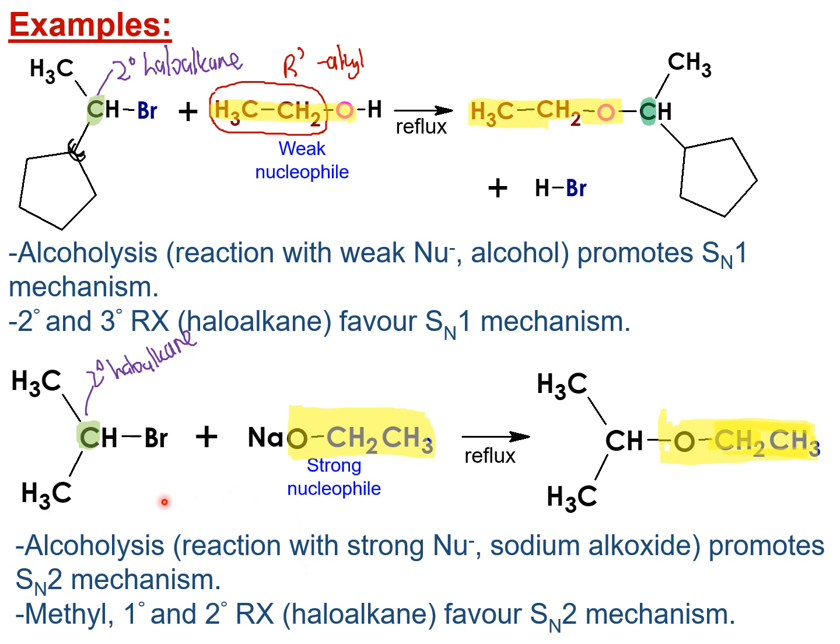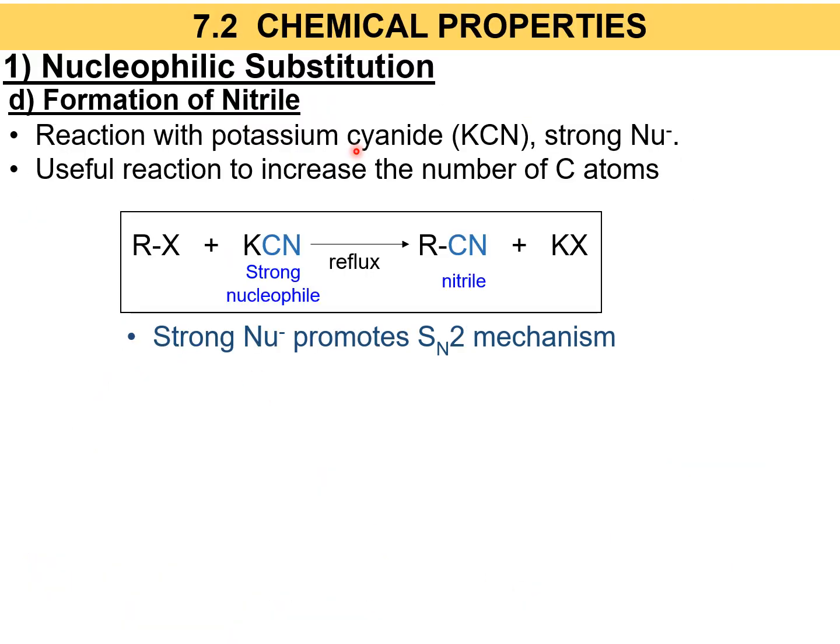Alright, so since that dia gunakan strong nucleophile, so dia akan buat SN2 mechanism. Alright, so as usual, methyl, primary and secondary haloalkane actually favor SN2 mechanism. Okay guys, so how can we form nitrile compound daripada haloalkane? Nitrile compound ni is basically a C triple bond N yang attach pada alkyl group. Okay, so basically kita kena gunakan strong nucleophile such as KCN.